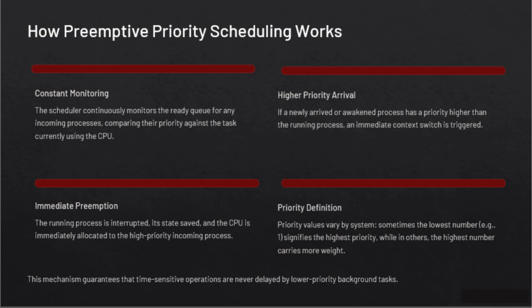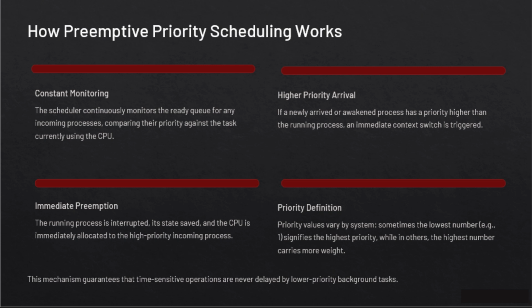The scheduler constantly monitors the ready queue. It checks if any new process with higher priority has arrived. If such a process appears, the scheduler immediately preempts the current one, meaning it pauses the running task, saves its state, and gives the CPU to the more important task.